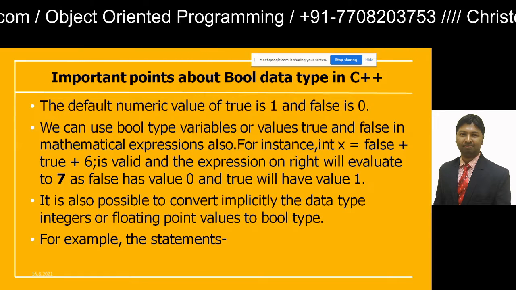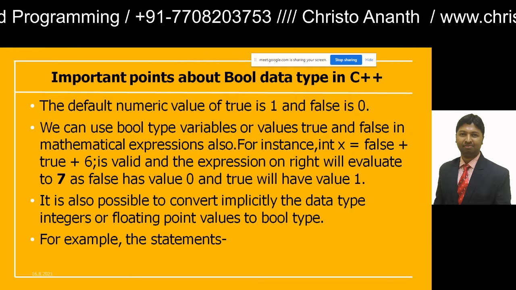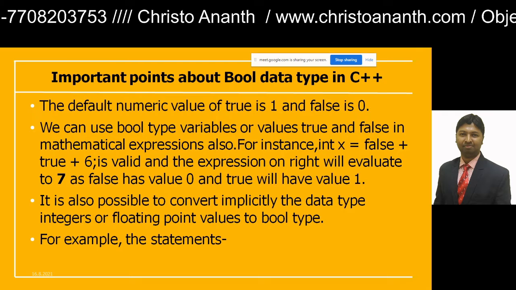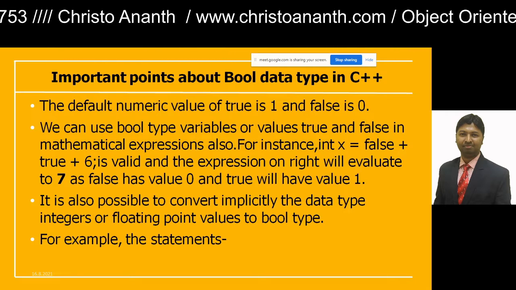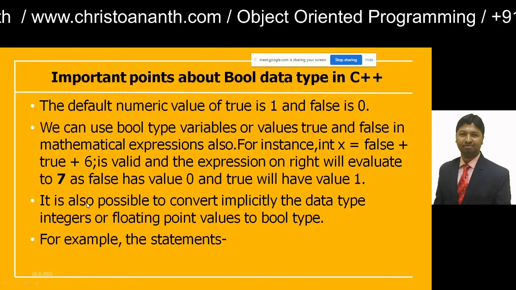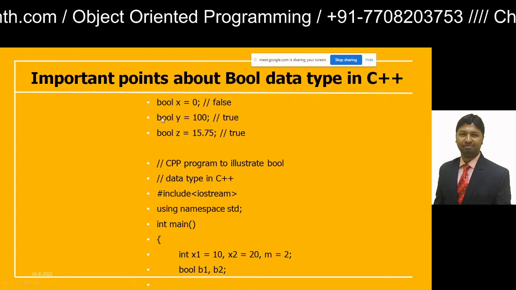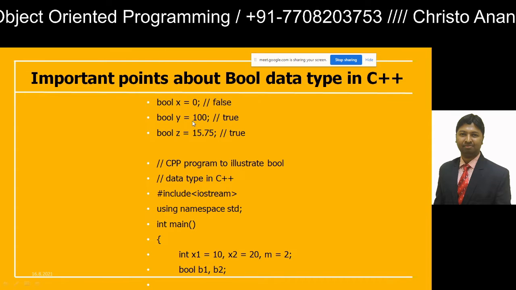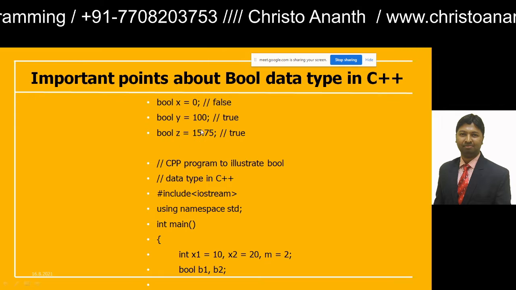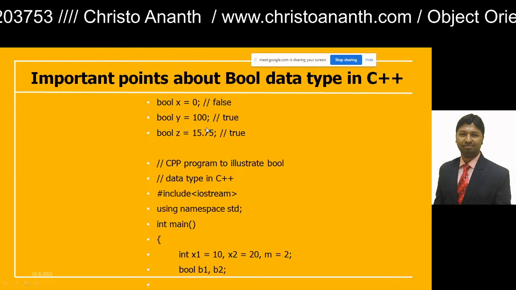Okay, so false is 0, true is actually 1, plus 6 is actually 7. So it is possible to convert the data type integers or floating point values to the Boolean type. For example, you have the statements Boolean x is equal to 0, it's false. Boolean y equal to 100, it is said to be true. Boolean z is equal to 15.75. Similarly, this is the floating point, it is said to be true.